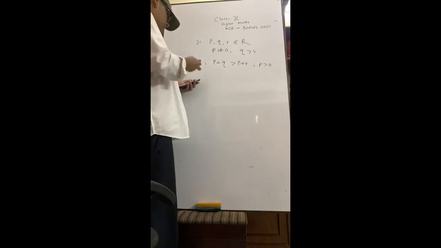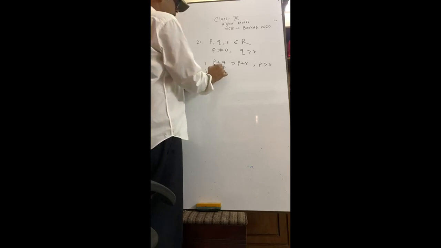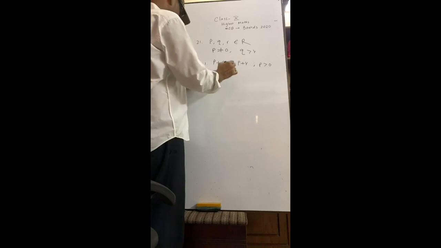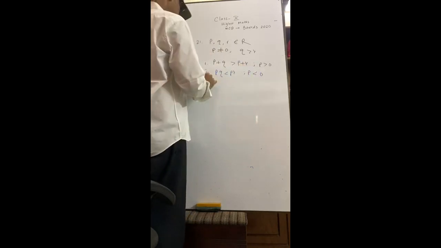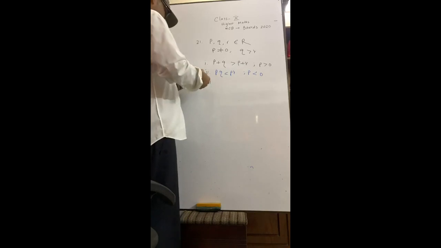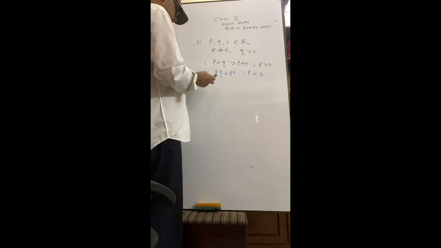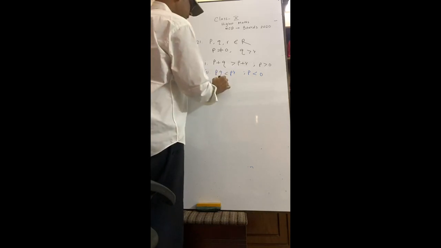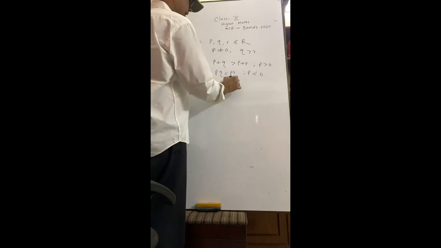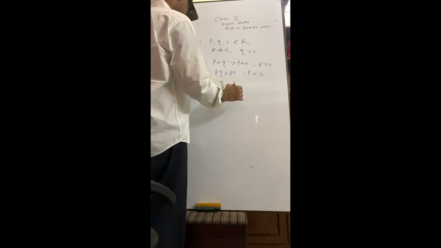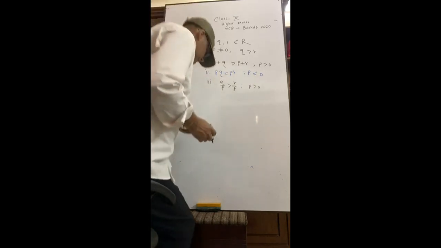Option 2, PQ less than PR, where P is less than 0. Number 3, Q by P is greater than R by P, and it is written that P is greater than 0. What is the answer? Just let me know.